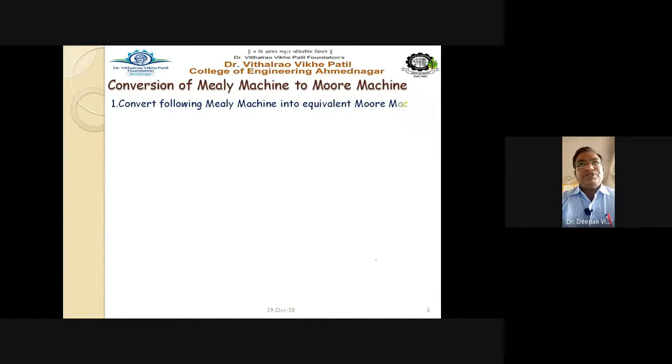Convert the following Mealy machine into an equivalent Moore machine. The problem is given like this. The transition diagram of the Mealy machine is given here. So q0 on 0 goes to q0, output is 0, that is the self transition. q0 on input 1 goes to state q1, output is 1. q1 on input 0 and on input 1, both inputs are there, but both are self transitions. But in case of 0 input, the output it produces is 1, and in case of 1 input, the output is 0.